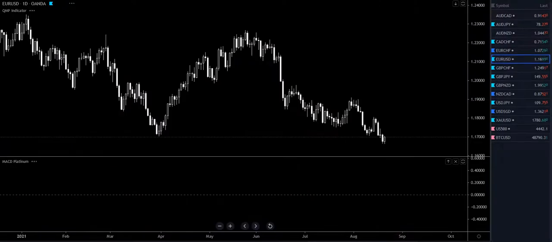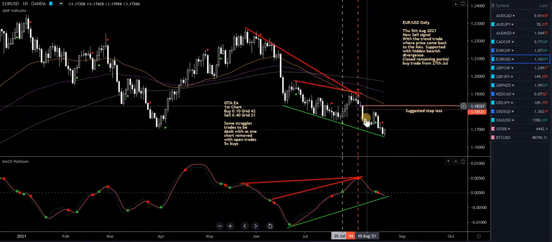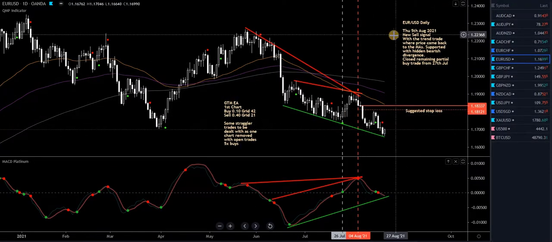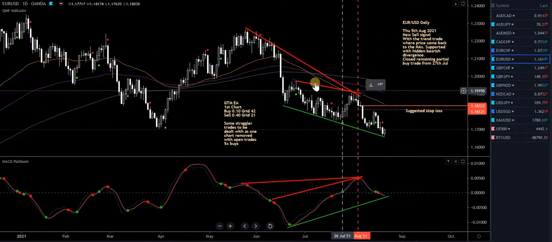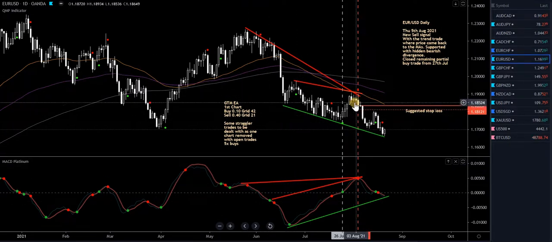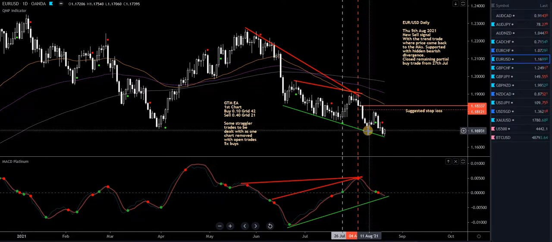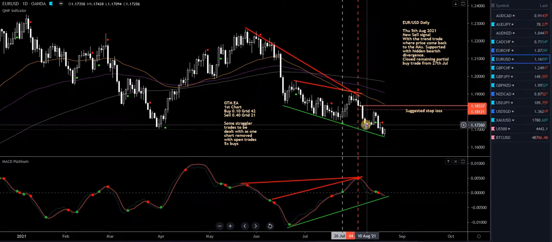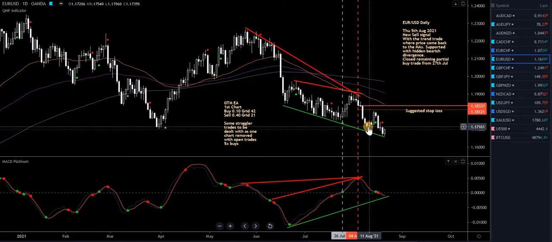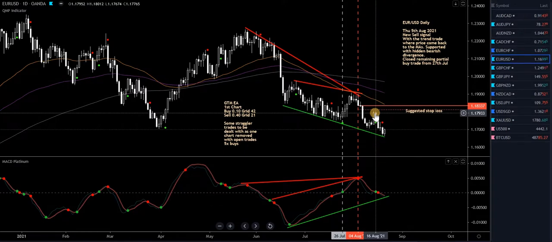Euro USD. Now, a little bit tricky this one. There's a sell trade back here based on hidden bearish divergence, which is my favorite type of divergence. It's gone down nicely. As I run the cursor over, you can look at the MACD Platinum. You may see the blue line on that hit the zero level, but the brown line hasn't. Pops back up. Then there's a bullish signal there.